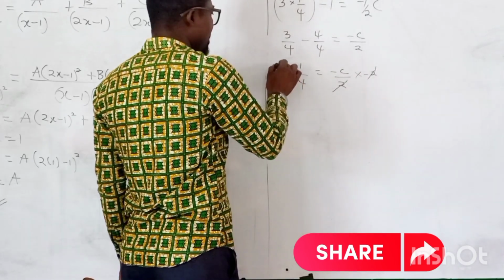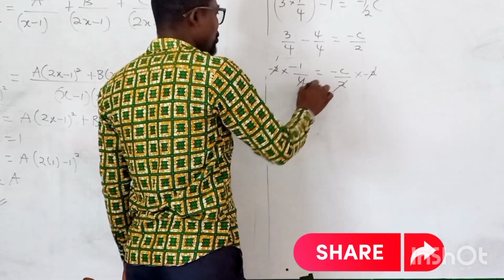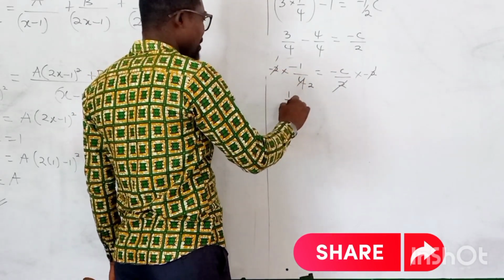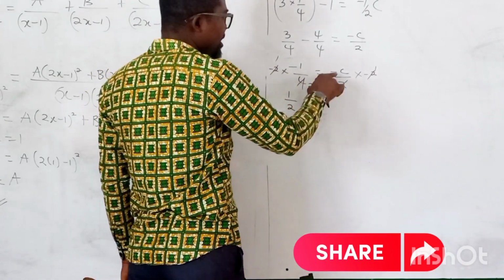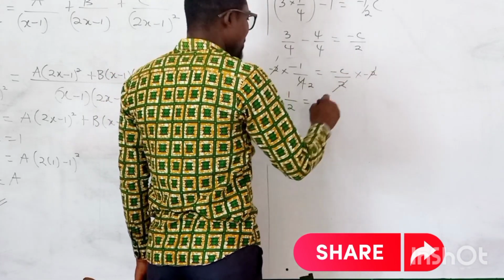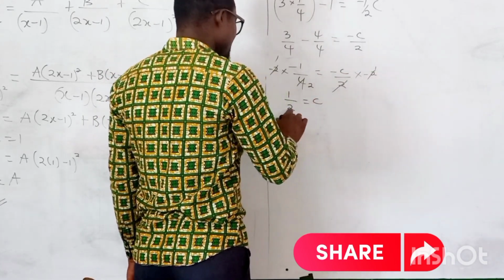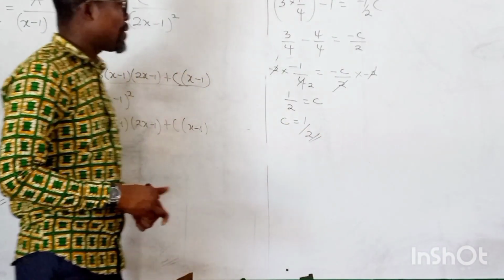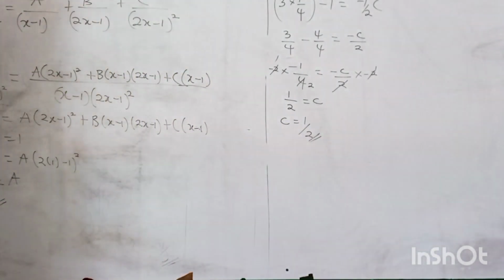And 2 here, 1, 2 here will give me 2. So I'm left with negative 1 times negative 1, that's positive 1 over 2. And negative c times negative 1, that should be a positive c. So that means that my c is equal to 1 over 2. Alright, so now I need to proceed and find b.